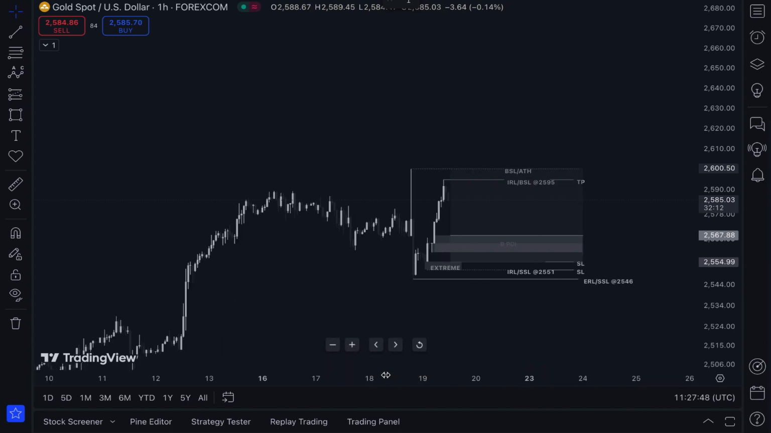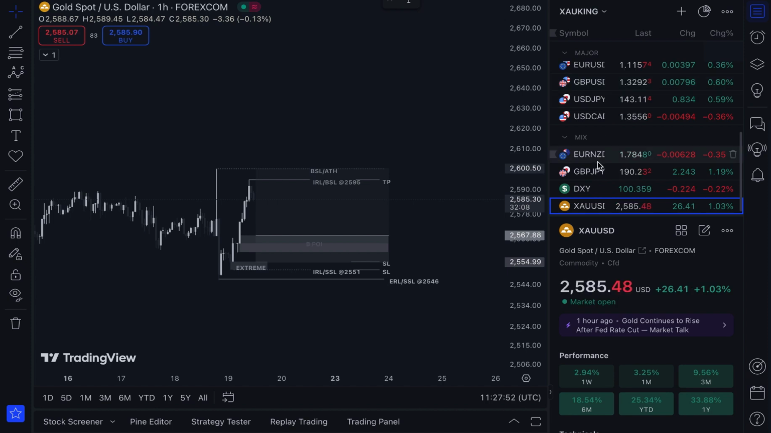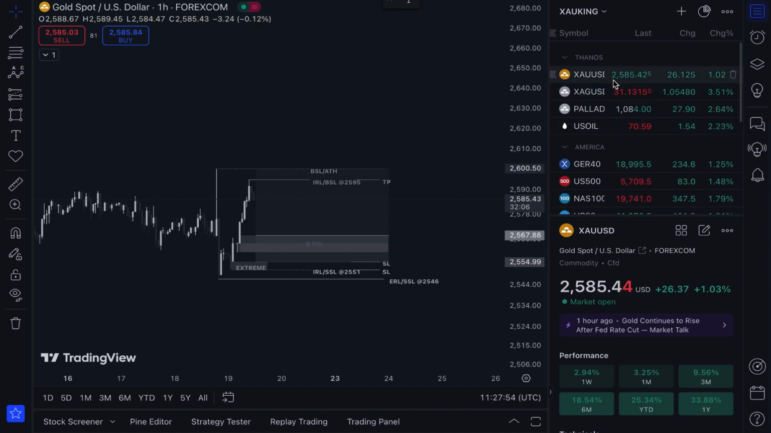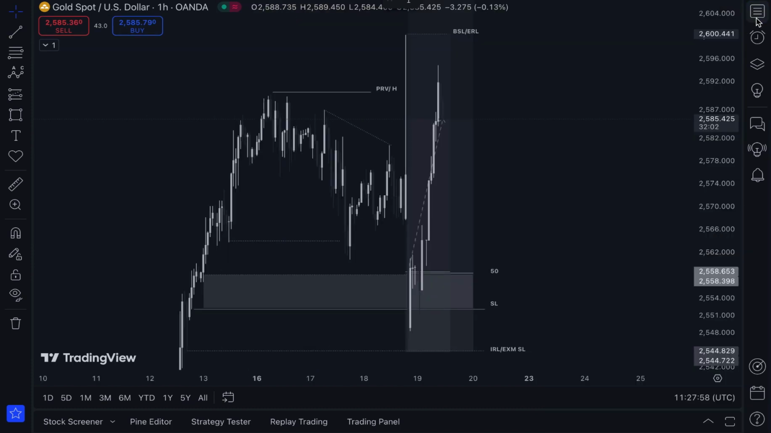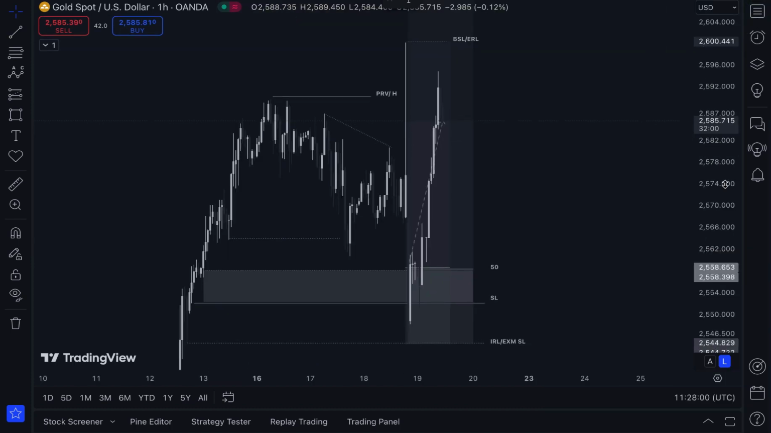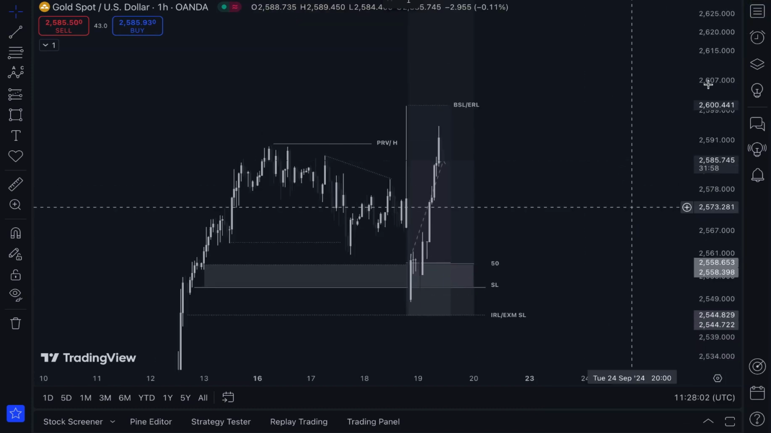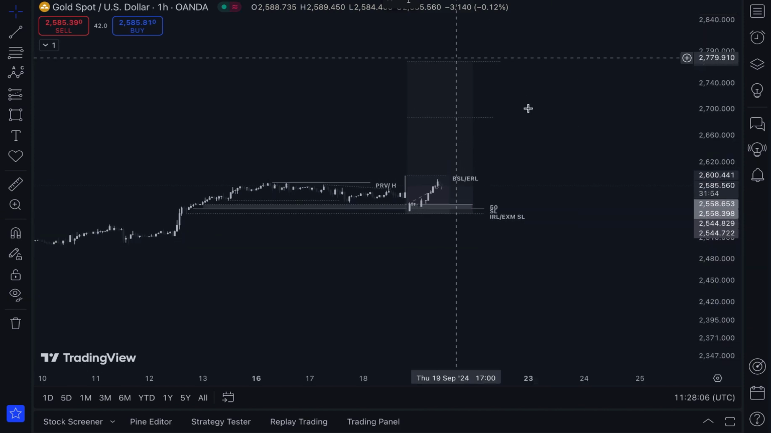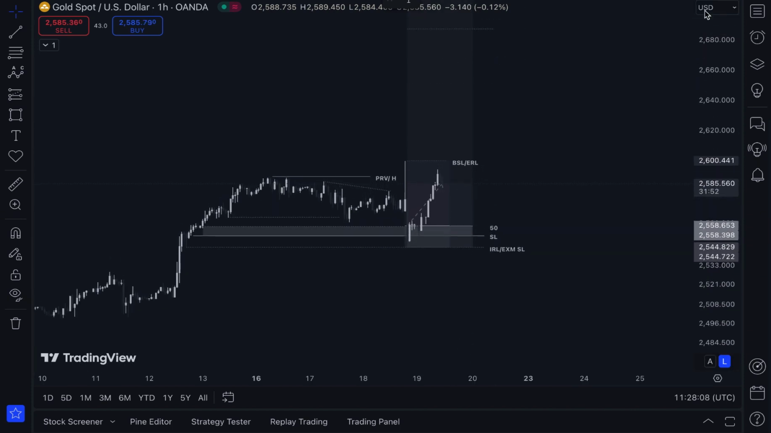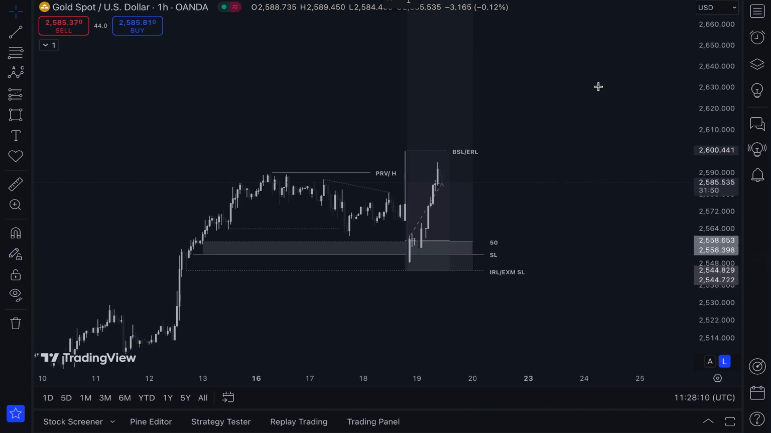The other setup is this one, which is the long-term setup. I'm going to break down this setup in the next video. So this is my long-term setup. These are my take profit targets long-term. Okay, and we are going to the moon, guys.